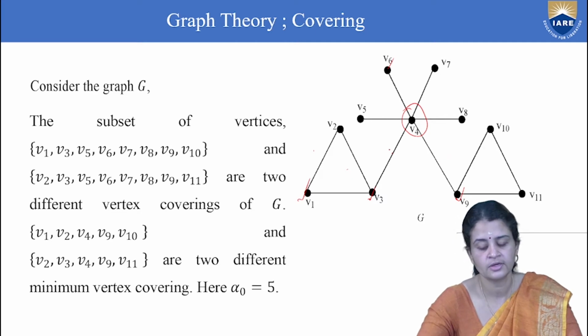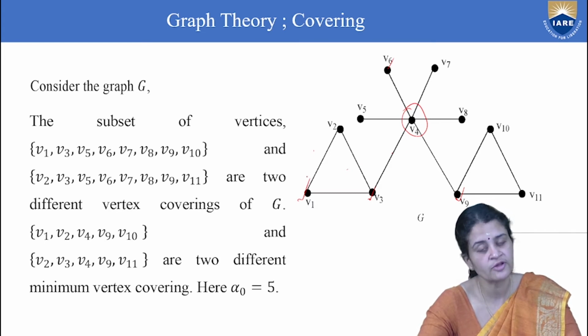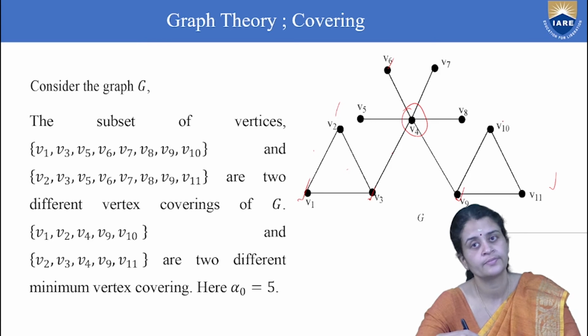So I take V4, and from here I take V1. Do V4 and V1 cover all these edges? No. So I have to take at least one more vertex, V2 or V3. Similarly, if I take V11, I have to take some more, V9 or V10.